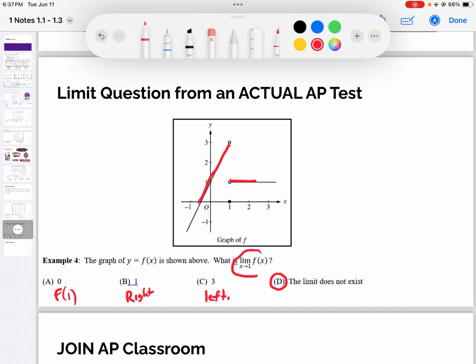But what it's wanting you to know is, do you understand that if the limit is not saying from the left or from the right, it has to match from both the left and from the right, so it doesn't exist.